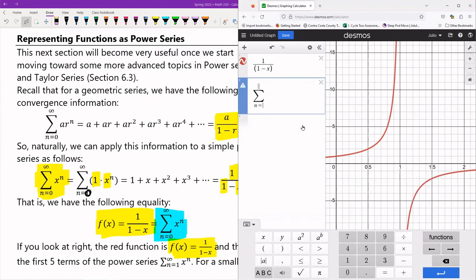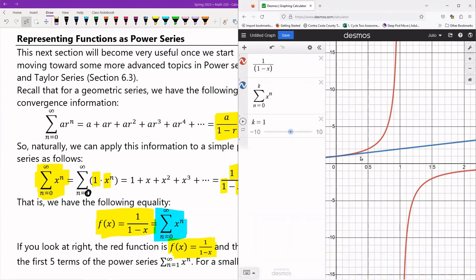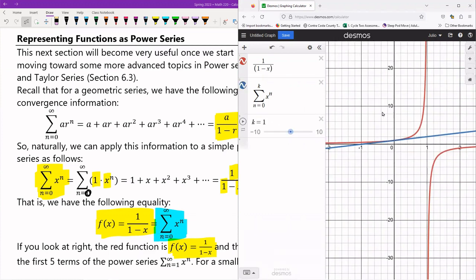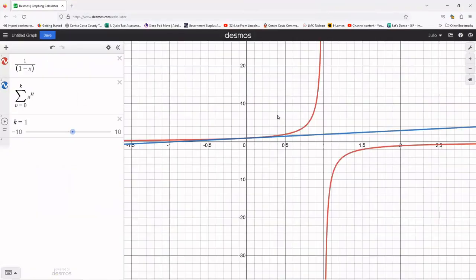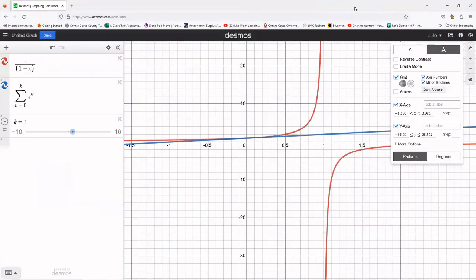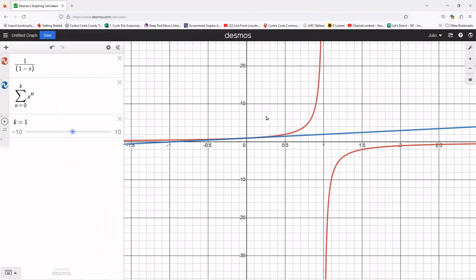I'm going to put in the summation, 0 to k, so I can do the partial of x to the n. It's going to ask me for a slider. I'm going to say sure. Okay, so here are the two graphs. Actually, let me make it bigger. Is this already the best contrast possible?